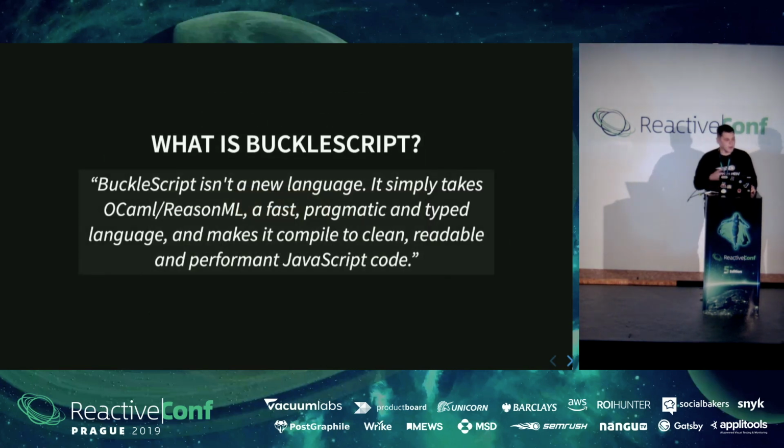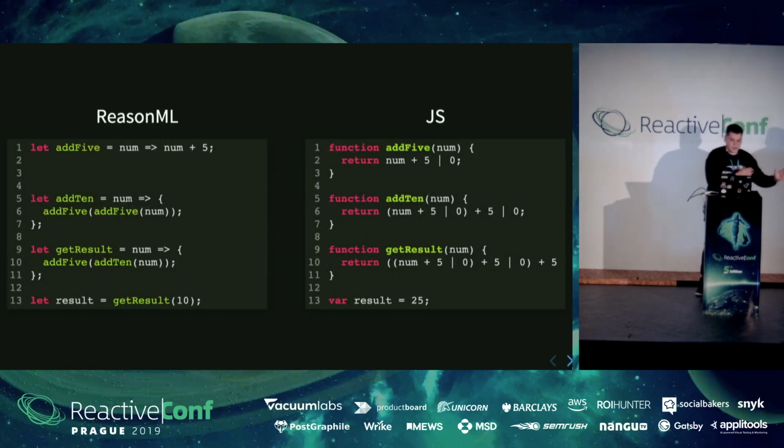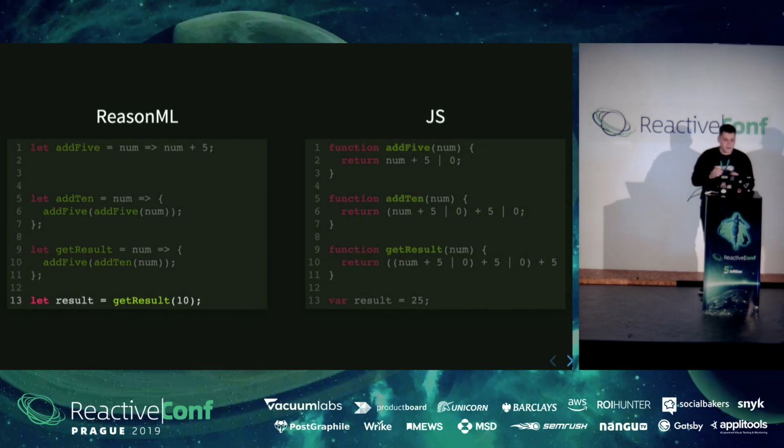BuckleScript is a compiler from OCaml and ReasonML to clean, readable, and performant JavaScript code. For example, on the left side is the code that I wrote in ReasonML, and on the right side is what I got after compilation. The result variable will be obtained from the getResult function in ReasonML, but at compile time it will be computed, and in JavaScript we will immediately get the number. This means that the code the browser gets will not have function calls. The runtime is reduced, and it will have a positive effect on performance. And it seems to me it's really cool.